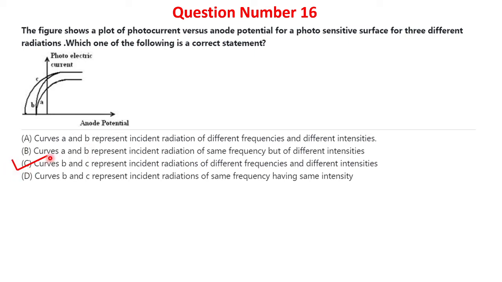The arrow has been drawn at the wrong point. Curves B and C represent incident radiations of different frequencies; this is the wrong point. So, dear students, please make choice B the correct choice. A and B represent incident radiation of the same frequency, that is, their cutoff voltage is the same but the intensity is different. Choice number B is correct. Please make the correction.